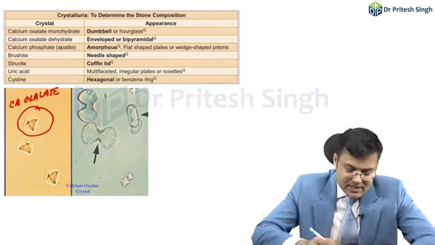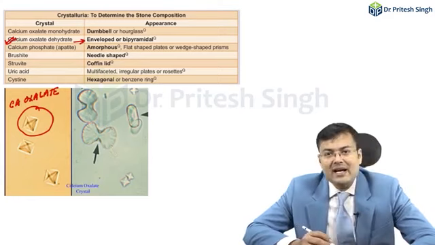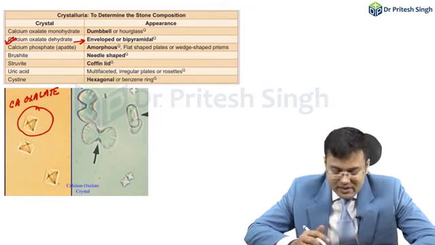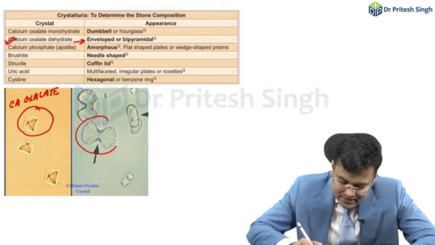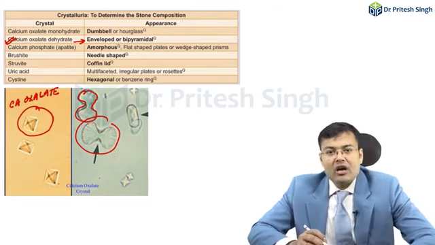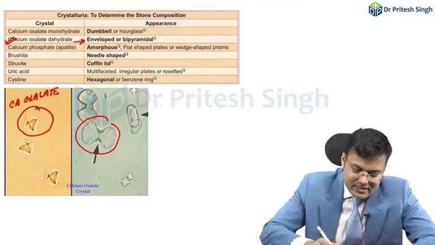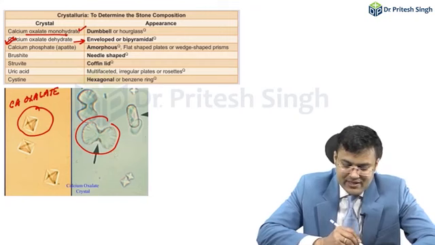Which particular type? Dihydrate. So it is seen in calcium oxalate dihydrate. This is bipyramidal or envelope shaped. And if you see this crystal, what is the shape of this crystal? It is dumbbell shaped or hourglass shaped. Can you see? It is dumbbell shaped or hourglass shaped, and it is seen in calcium oxalate monohydrate.